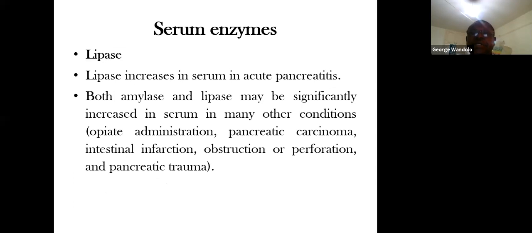Lipase increases in serum in acute pancreatitis. So the two enzymes are the typical ones. In fact, lipase is the most sensitive one and the one which occurs early, okay?